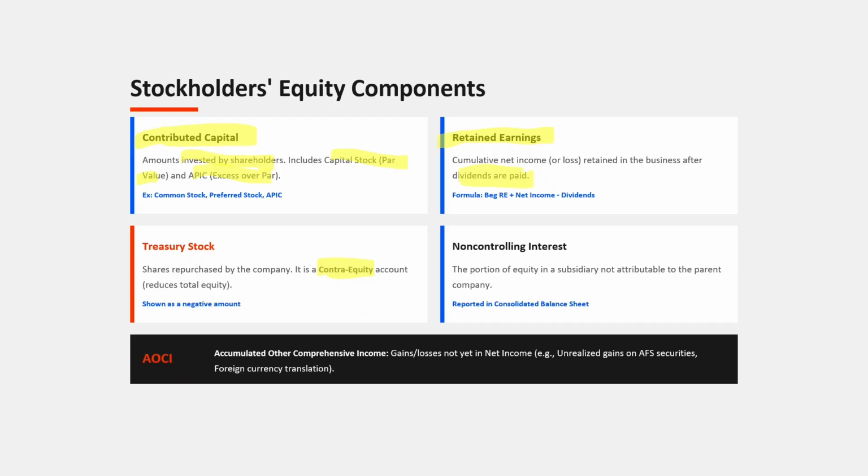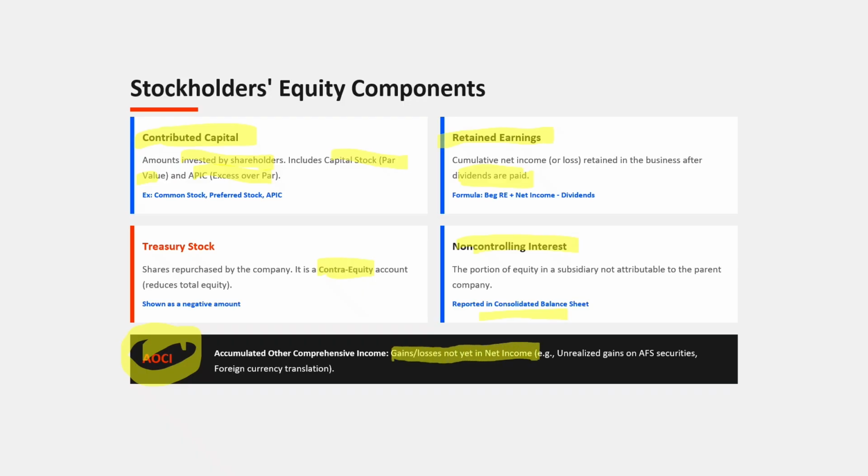And the non-controlling interest, this one is reported in the consolidated balance sheet, so it's basically the equity of the subsidiary not attributed to the parent company. So maybe let's say the parent company is Alphabet, Google's parent company, and they have many of those child companies. One thing I want you to pay attention to, and we are going to have a separate class for this, is the accumulated other comprehensive income, those are the gains and losses not yet in net income.